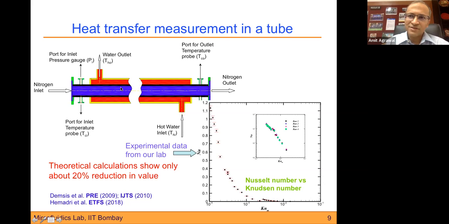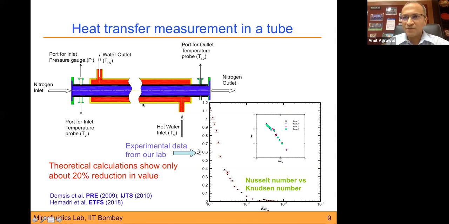We initially started off by trying to see what Nusselt number we would get if the Knudsen number increases. But we were very surprised, and because of that we spent several years with these sort of measurements. We had a very simple tube-in-tube heat exchanger, which we constructed.